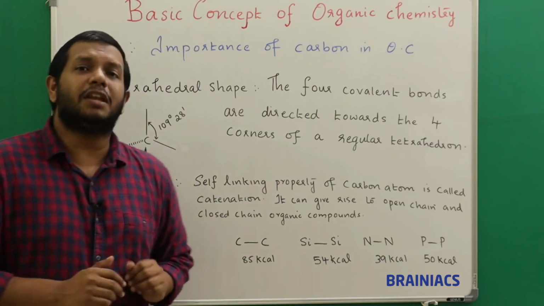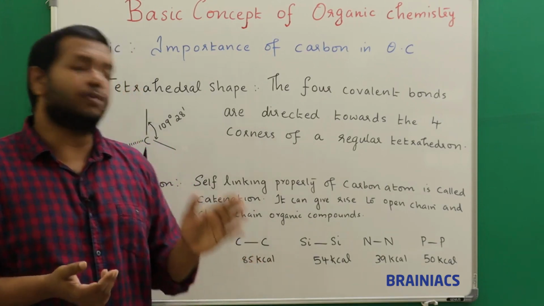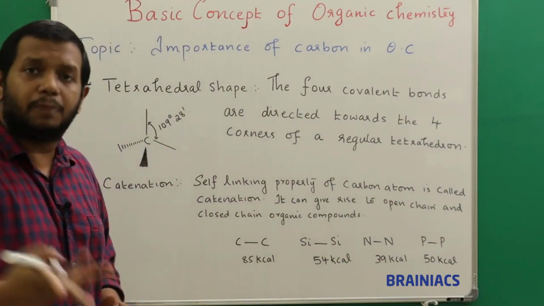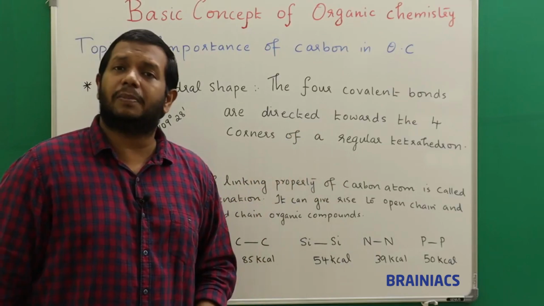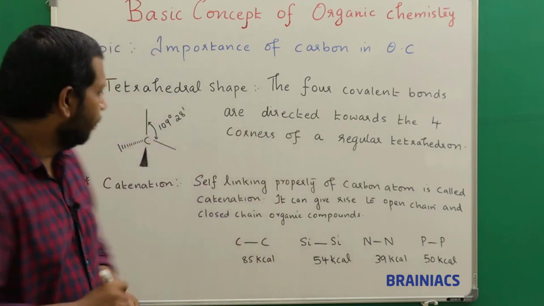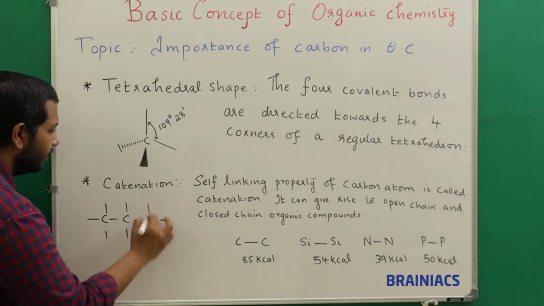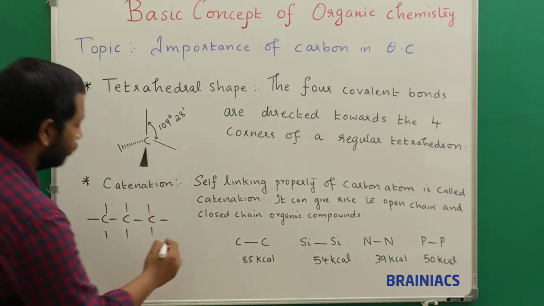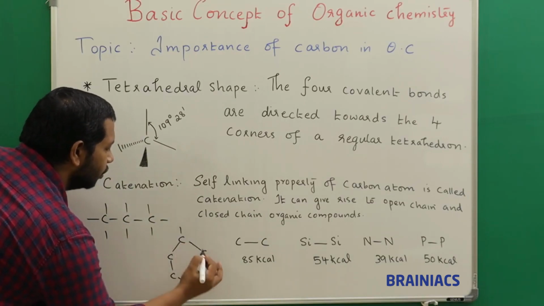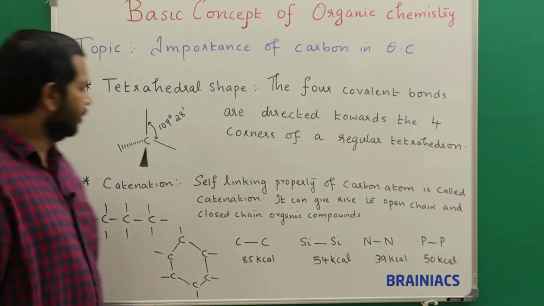The self-linking ability of the carbon. It can link always with the same element. I have shown you carbon can link with the same carbon either through single bond, double bond, or triple bond. So that self-linking property of the carbon atom is called catenation, and here it can give rise to either open chain compounds. For example, it can be like this. Carbon will form open chain compounds like this, or it can form closed chain compounds. How? It can form compounds like this. So these are closed chain compounds, and it can form them also.